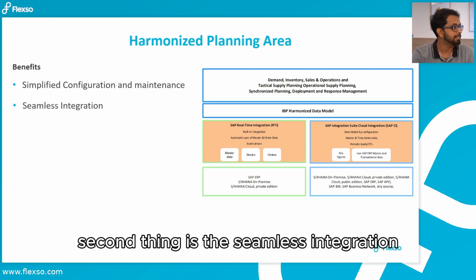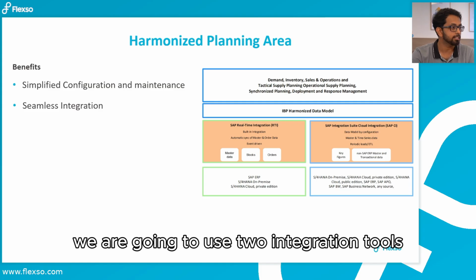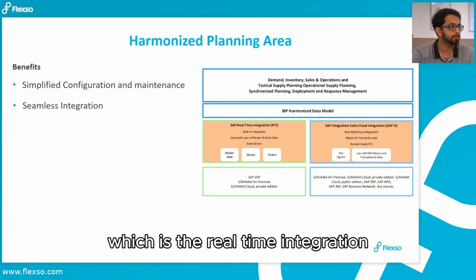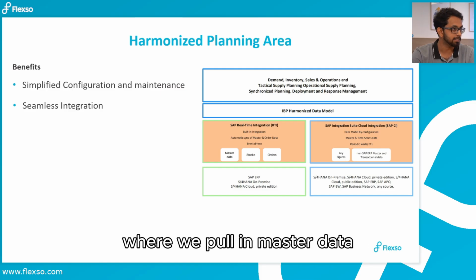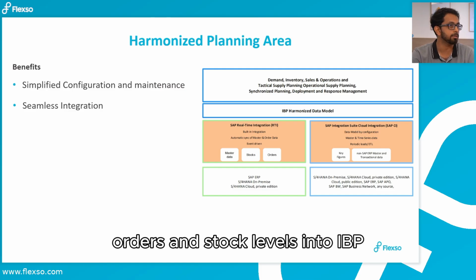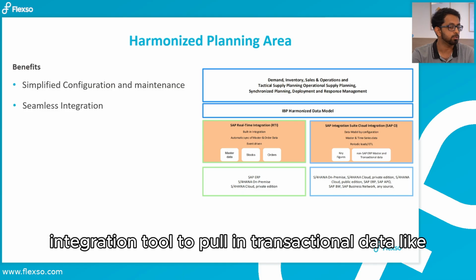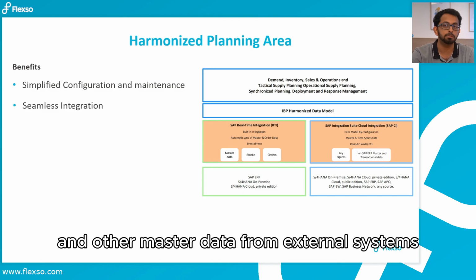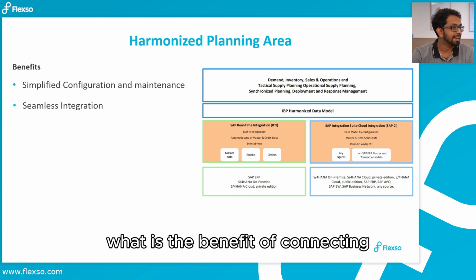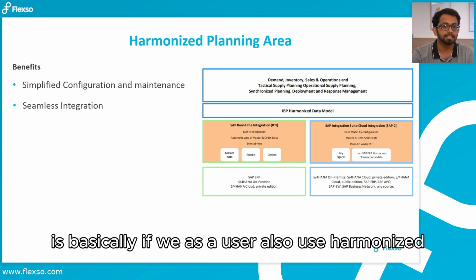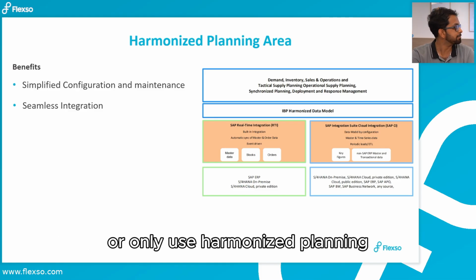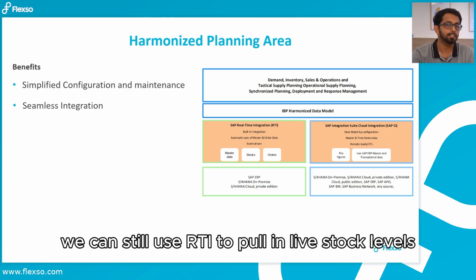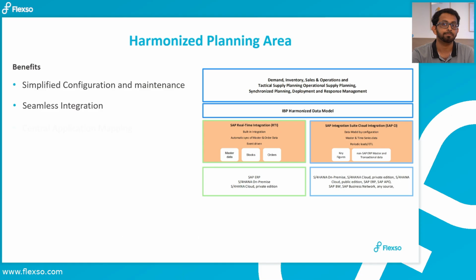Second thing is the seamless integration. We are going to use 2 integration tools. First one is the RTI, which is the real-time integration where we pull in master data, orders and stock levels into IBP, and we use the cloud integration tool to pull in transactional data like sales history and other master data from external systems. The benefit of such an integration setup is basically that if we only use the harmonized planning area for time series planning, we can still use RTI to pull in live stock levels that can be used in our time series planning.